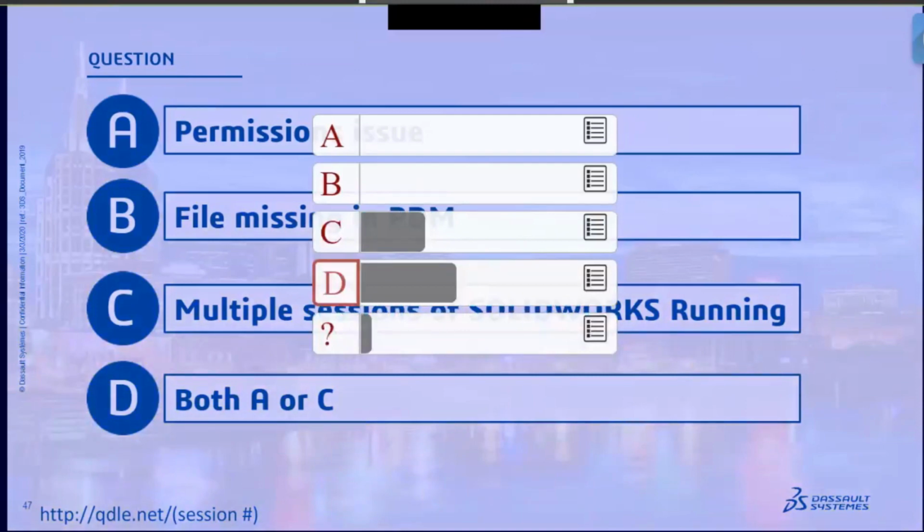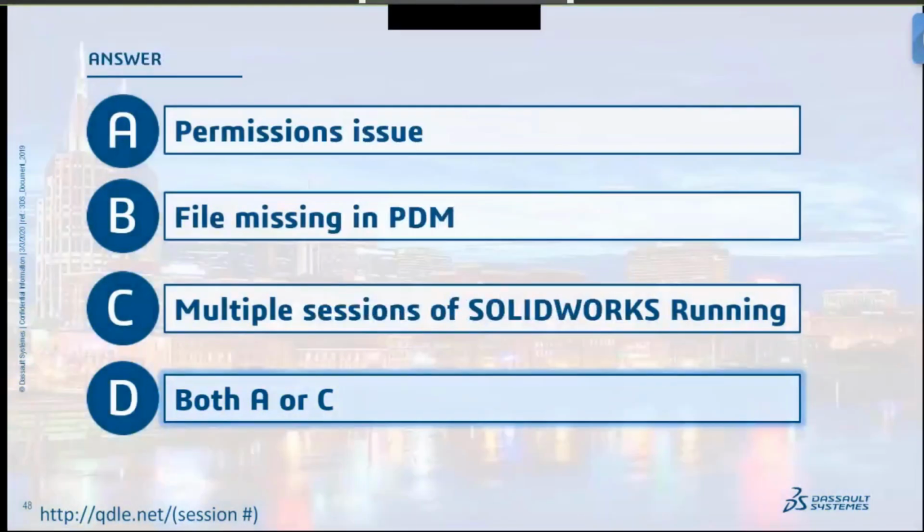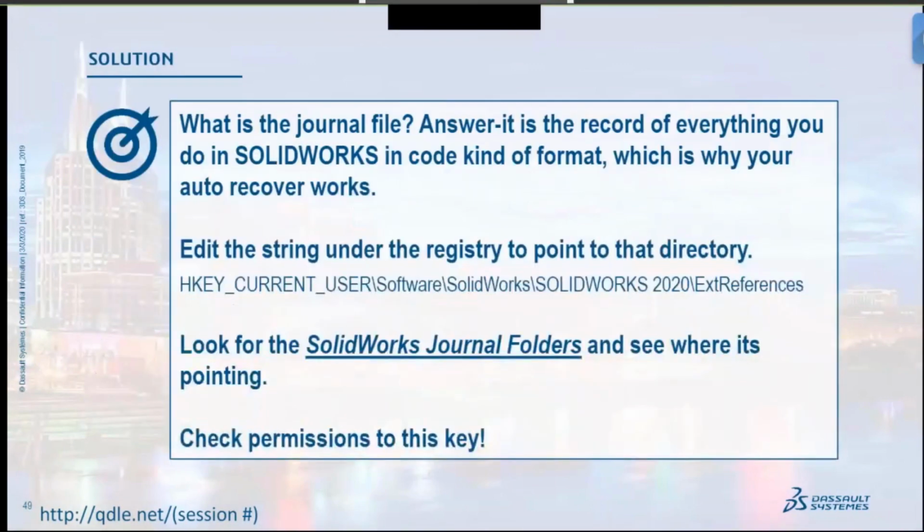All right, and the correct answer is D. This can actually be either A or C. We commonly see it when we do have multiple sessions of SOLIDWORKS, but it is often really caused by a permission to a registry or to a directory that it is trying to write to. The journal is a record of everything that you do inside of SOLIDWORKS. It's a code that can allow it to rebuild your session details.